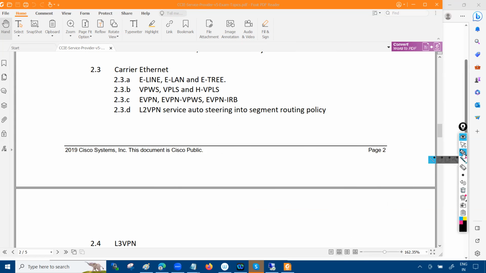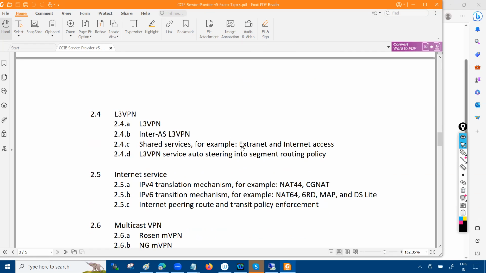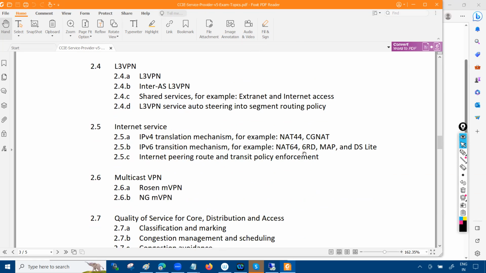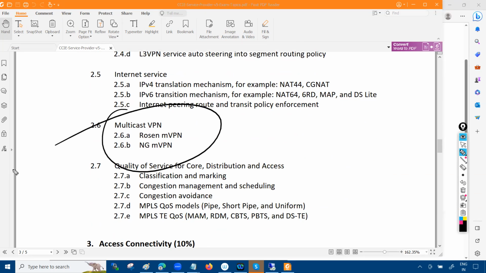Then after that, we can go with layer 3 VPN. The layer 3 VPN, as I told you, the extranet and internet access, right? How you can integrate segment routing in the MPLS part. Then we have the NAT concept. And then the most important part of multicast is the rosen GRE MVPN and next generation MVPN. Also, we are going to discuss GRE over multicast and DMVPN over multicast too, right?